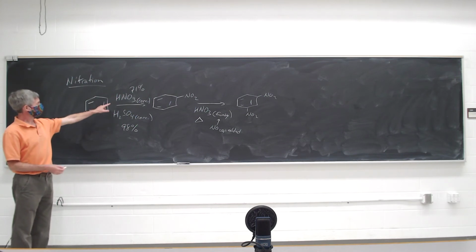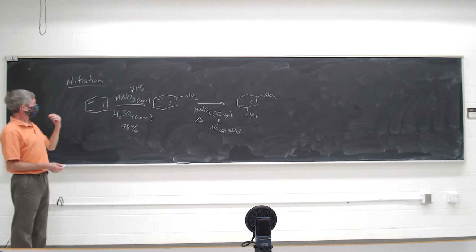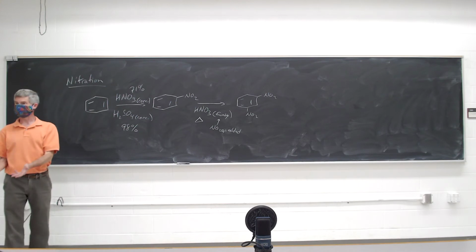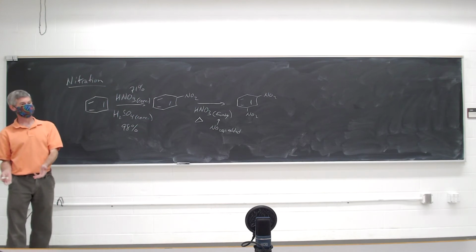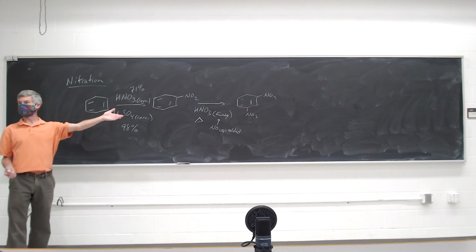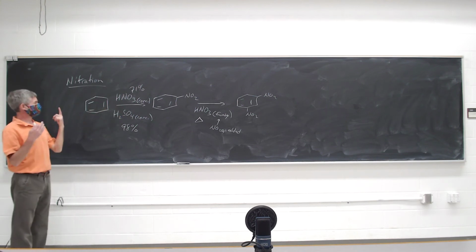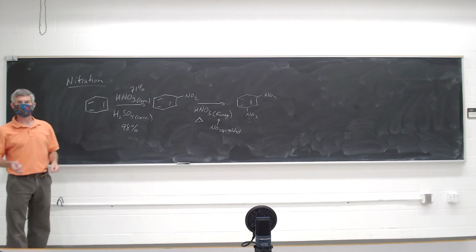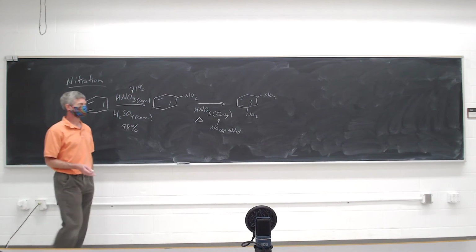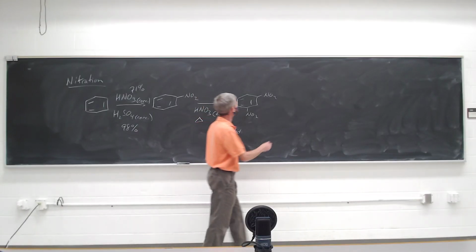So the question is, what's the electrophile? And how do we generate it? Because once we generate the electrophile, we know how the reaction goes. The benzene ring attacks it, forms that sp3 hybridized carbon, breaks the aromaticity, and then some base comes in and yanks off the other group. So what's the electrophile?